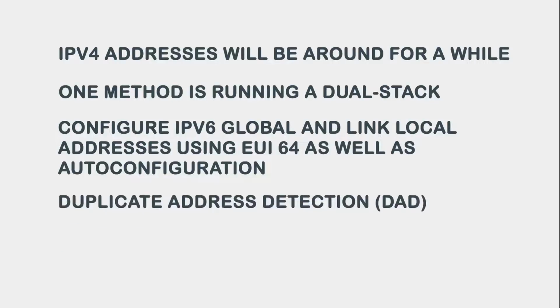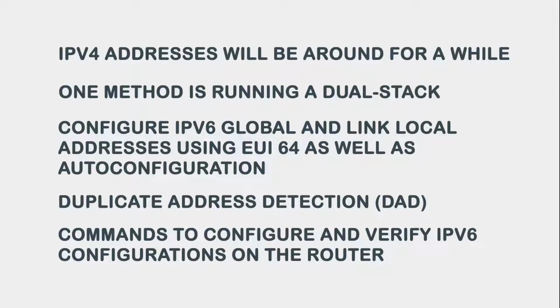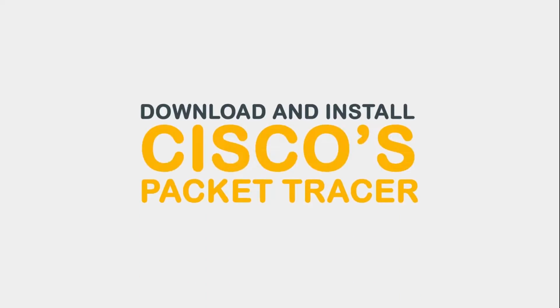We will cover duplicate address detection, or DAD, and we will go over several of the commands to configure and verify IPv6 configurations on the router. In order to get the full benefit from this video, you will need to download and install the most current version of Cisco's Packet Tracer or an equivalent network simulator. If you do not already have a network simulator, please pause this video and download it now.